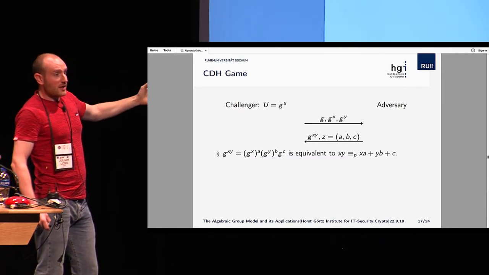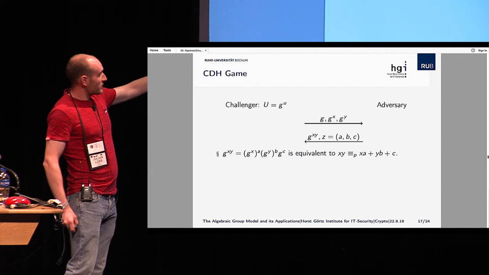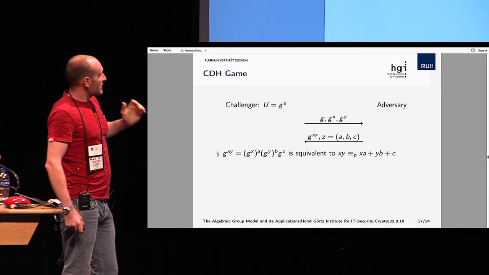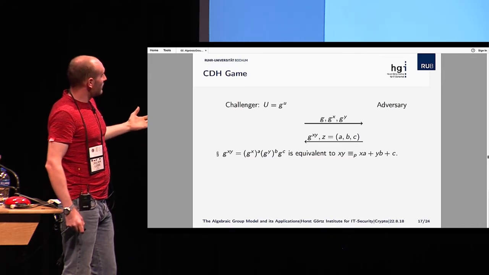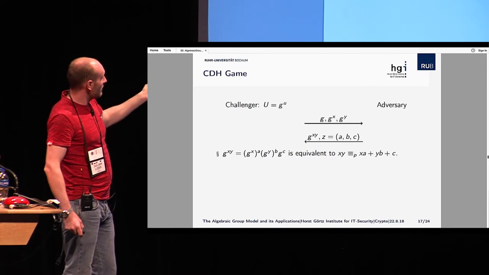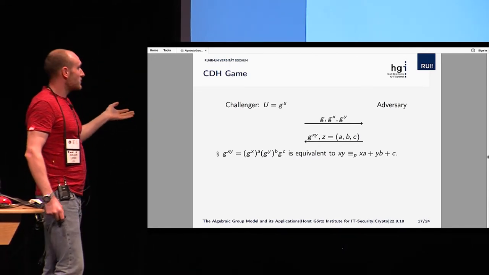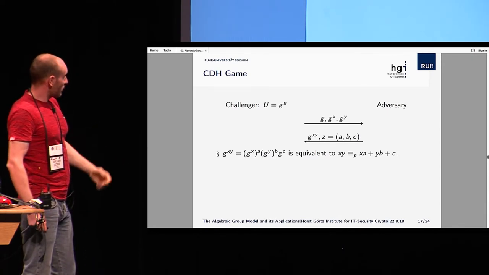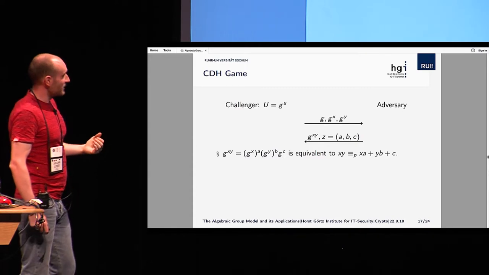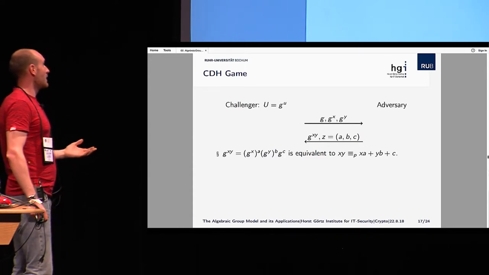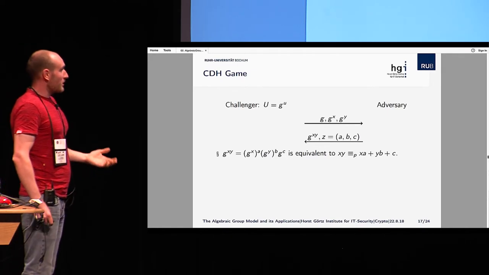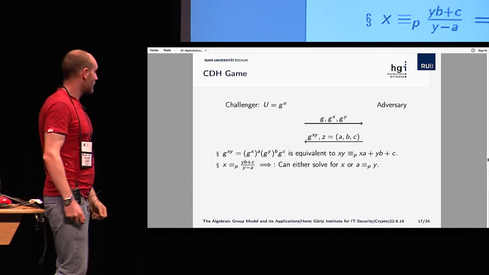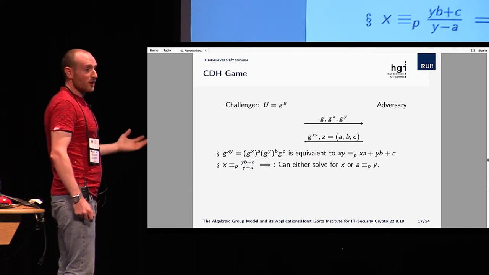But of course, because it's an algebraic adversary, it also includes this representation vector z with the components a, b, and c. These components a, b, and c will be such that g^{xy} can be written as (g^x)^a times (g^y)^b times g^c. Now, denoting p as the prime group order of this group, we can directly translate this into a modular equation. Okay, so xy modulo p is equal to xa + yb + c. Now let's rearrange the terms here, and then we get this equation which we can solve for x.